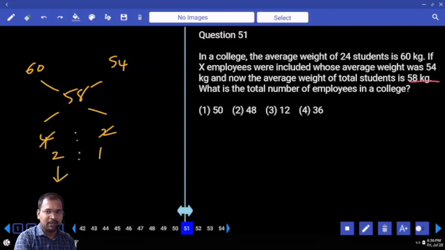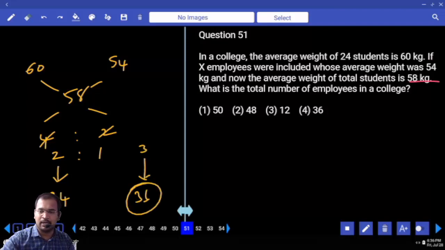So 2 parts is nothing but how many students? 24. They are asking the total number of students. The total number of students is 3 parts. 1 part is 12, 3 parts is 36. They are asking the total number of students after adding X students.